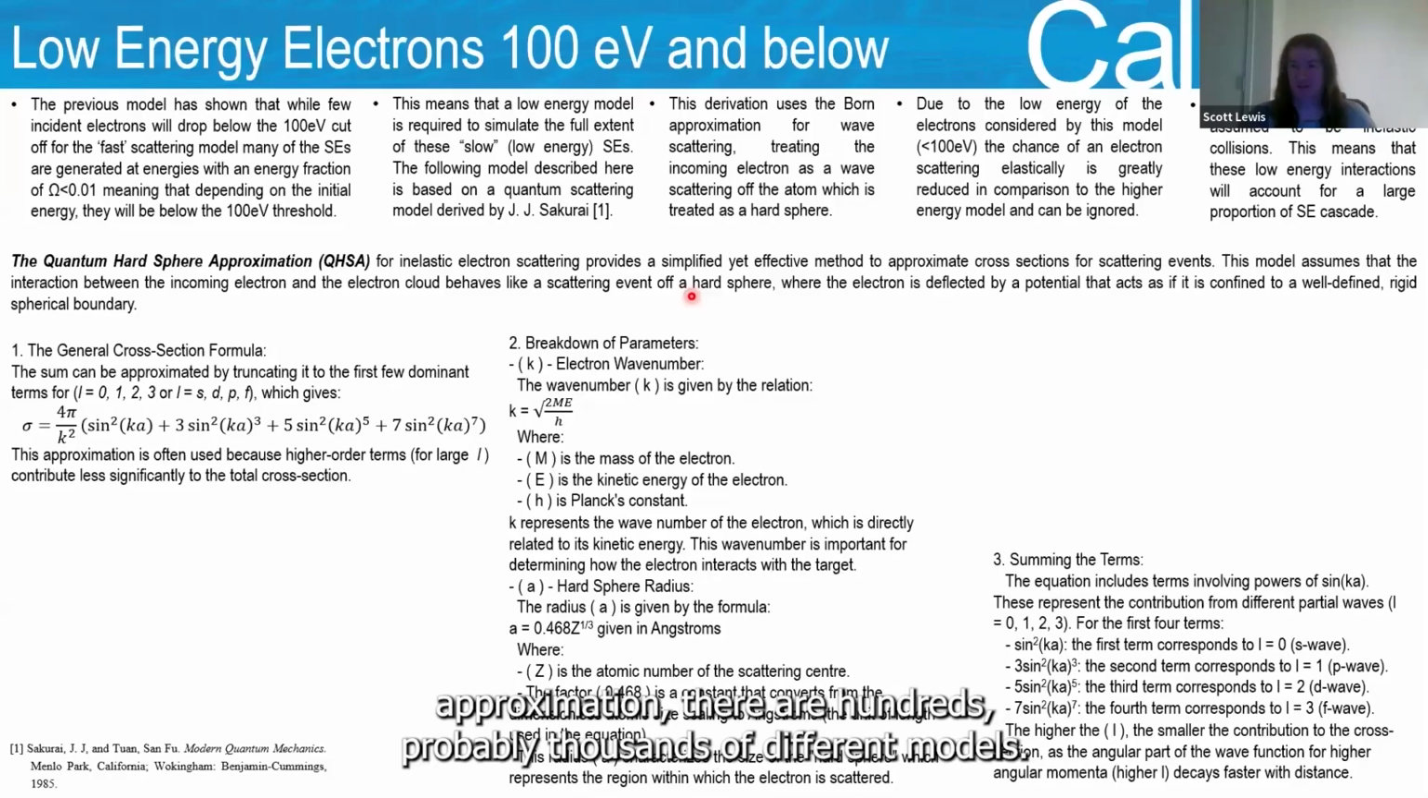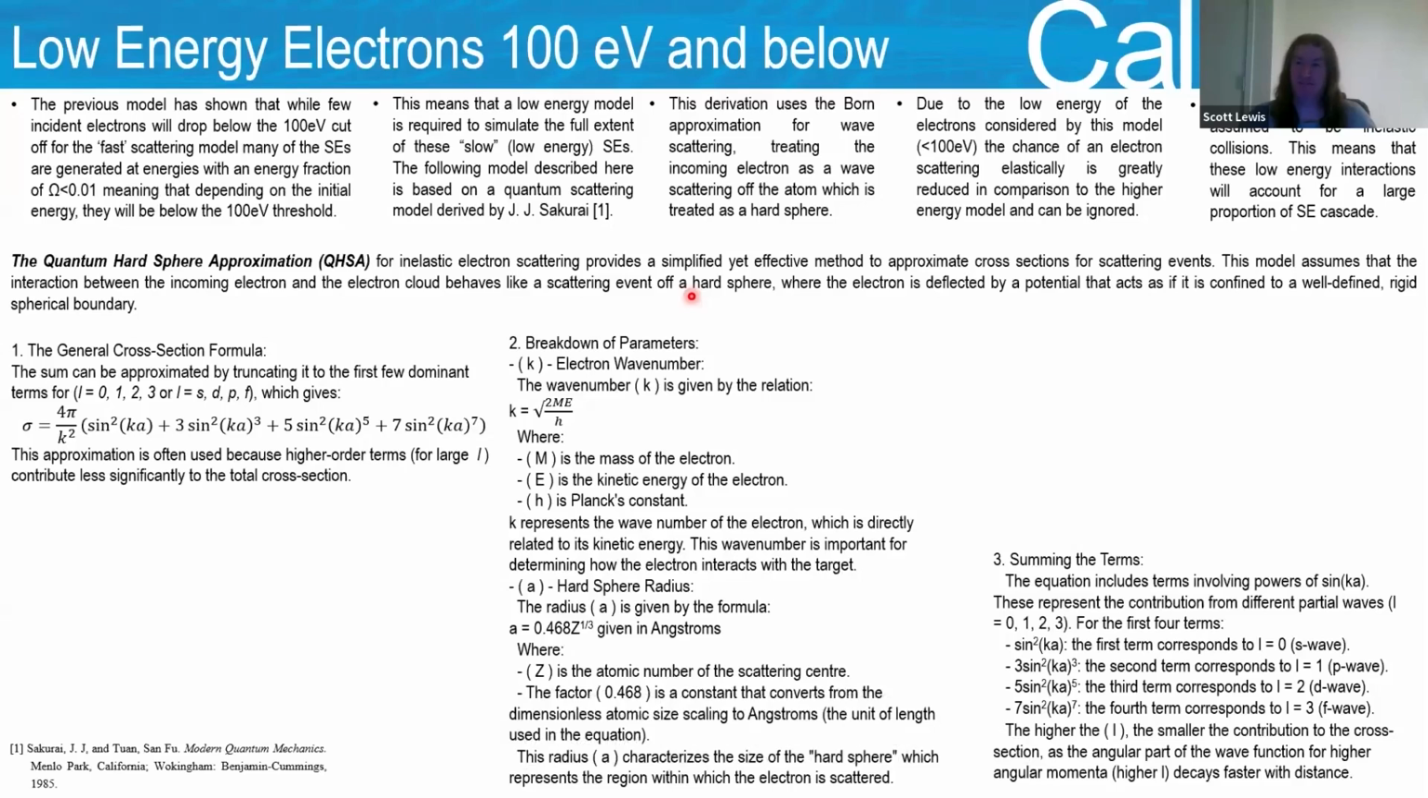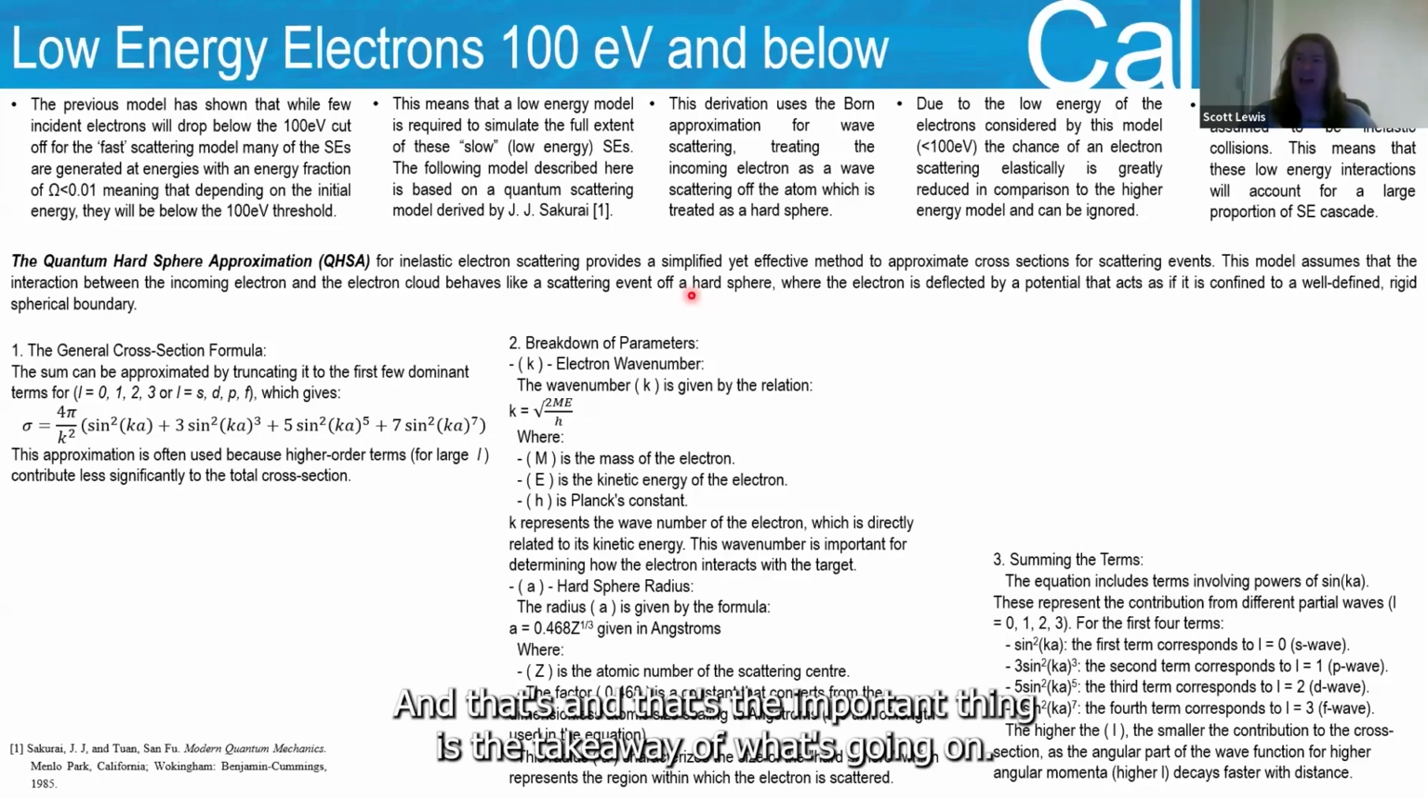There are hundreds, probably thousands of different models. Every time I go to three beams, or if I present at SPIE Advanced Lithography, I always say the same thing: if there are hundreds of models, are they all right? Are they all wrong? What's going on there? Why are there so many? And to be fair, the one thing that I've learned over this time is that the modeling doesn't really matter. It's basically interpretation of what's happening, and that's the important thing, the takeaway of what's going on.